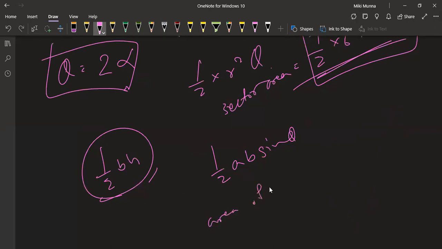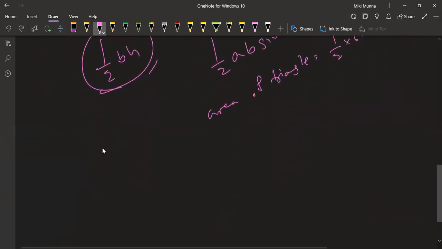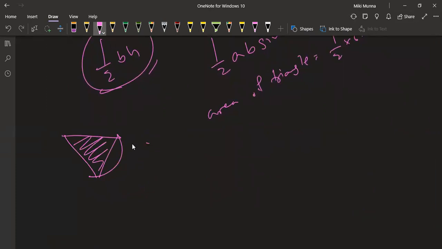So the area of the triangle in this case is half into 6 times 6, because these are A and B, and sine theta is sine 2 alpha. Placing here the value of theta, we would get the area of the triangle. For finding the segment, we have the sector area already found and we also have the triangular area. If we subtract them, we would get the segment area. So segment area equals sector area minus area of triangle.